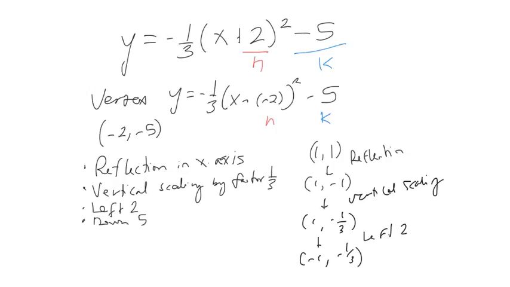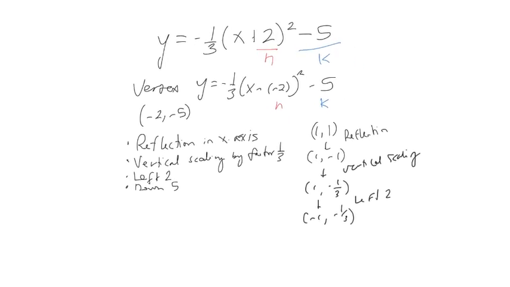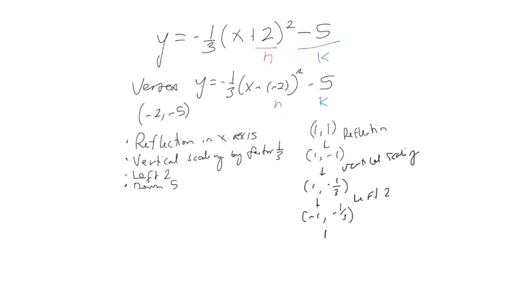Then the last thing I'm going to do is move it down 5. My x stays the same, negative 1, but then I have to subtract 5 from the y value, so it'll be negative 5 and a third. I'll just write it in mixed form there. So the point where I started, (1, 1), goes through each of these transformations one at a time, and ends at this point here. And this point on the transformed graph is sometimes called the image point.